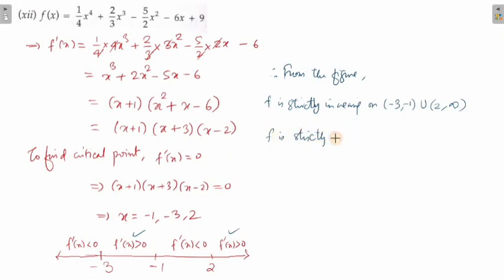And f is strictly decreasing on the interval. So this is the first interval, which is -infinity to -3, union there is one more interval, that is from -1 to 2. So this is how we need to do this kind of sum. Pause the video and note down the solution.